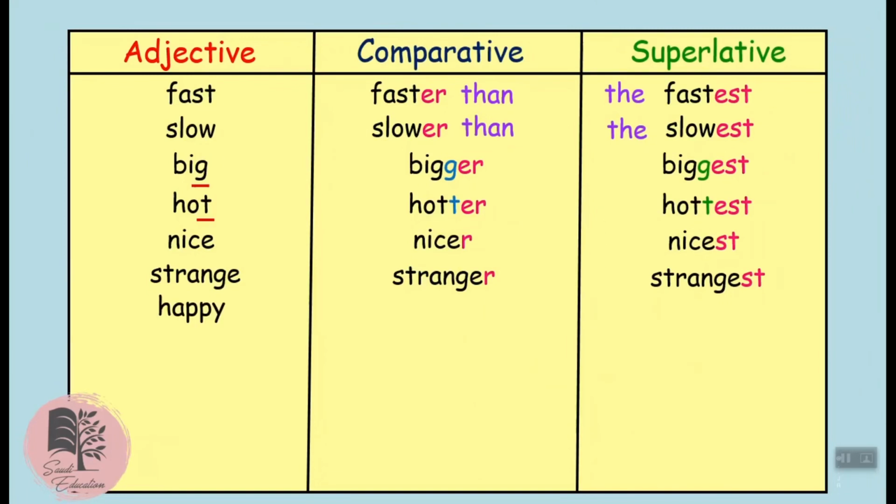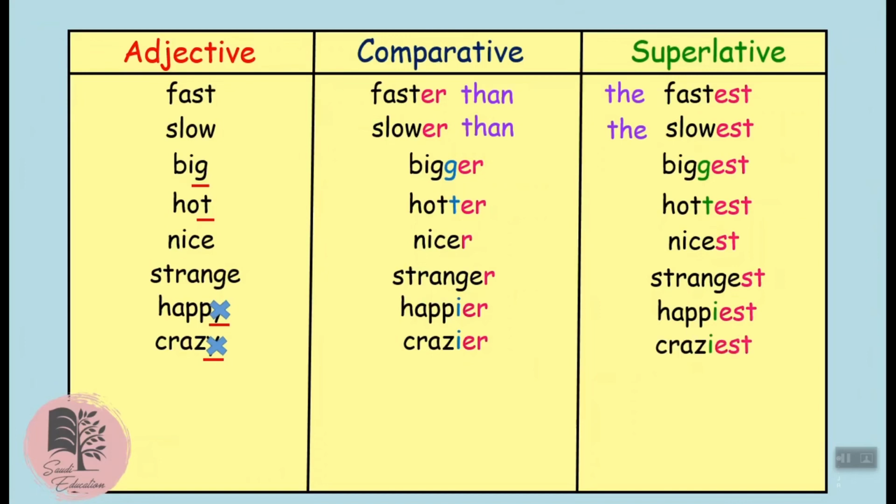When an adjective has 2 syllables, such as happy and crazy, and the adjective also ends in a letter y, we remove the y and add ier for the comparative. Happy becomes happier, crazy becomes crazier. For the superlative, we remove the y and add iest. Happy becomes happiest, crazy becomes craziest.